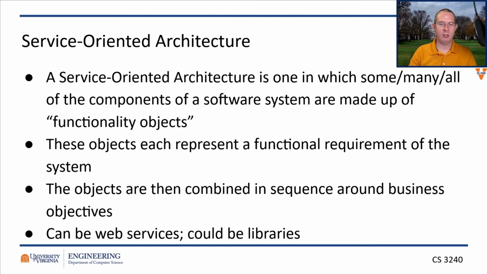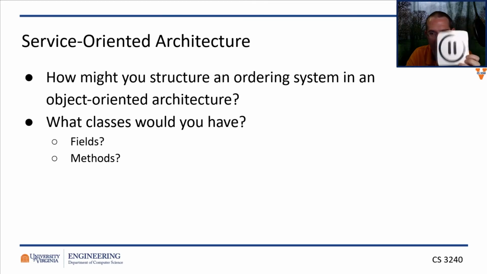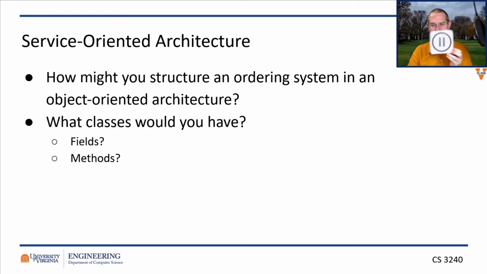But the reason that we like a service-oriented architecture is that it really focuses around business objectives. So if you were structuring an ordering system in an object-oriented architecture, you might have, well, think about it. What objects would you have? You might have product, you might have order, you might have customer, you might have all of those individual things. And then each of those might have something like process payment or whatever.